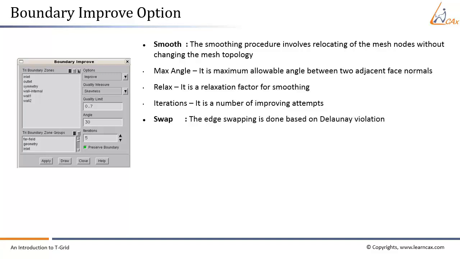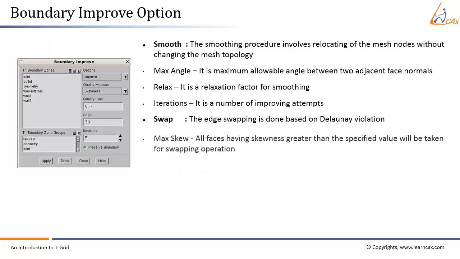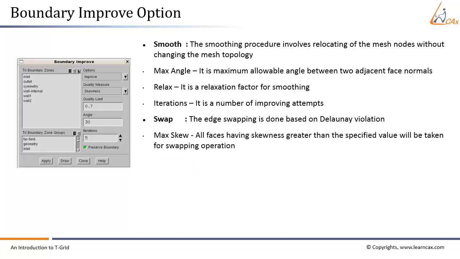Now, the last function available under options is swap. If the unshared node on the other face lies within circumscribing circle of a selected face, then it is considered to be a Delaunay violation and the edge is swapped. Enabling this option will ask you for the following. Max skew. All faces having skewness greater than the specified value will be taken for swapping operation.